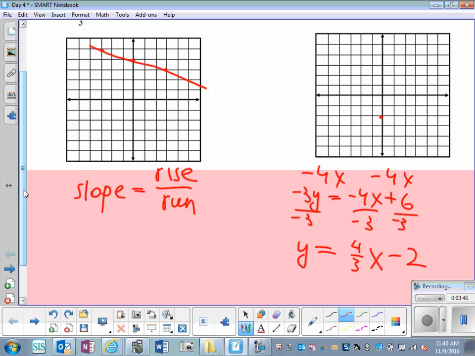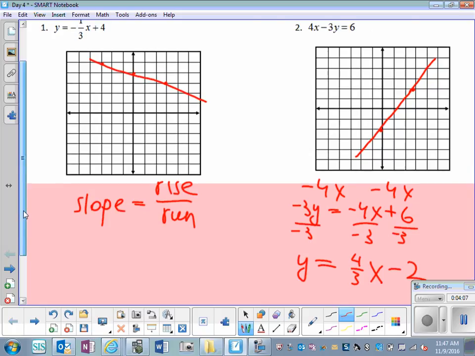So what do I do to find the next point? Go up 4 and then to the right 3. Up 4: 1, 2, 3, 4, right 3: 1, 2, 3. So here is my second point. And then I just connect the points. And this is my line. Any questions about this?